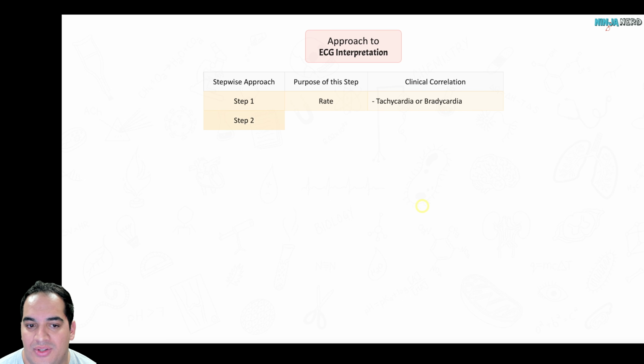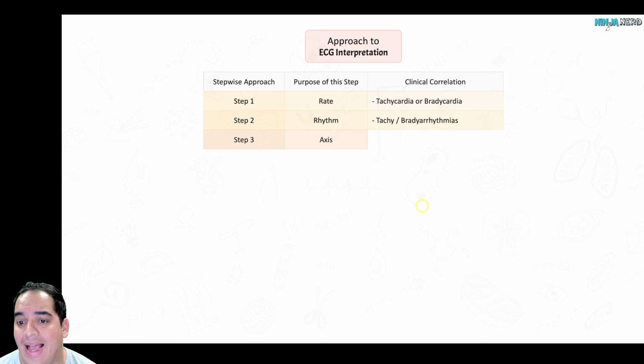The second step is to determine what the rhythm is. Is it narrow regular, narrow irregular, wide irregular? It helps me to determine if they are tachycardic, what type of arrhythmia they are having, or if they are bradycardic, it also may give me an idea of what kind of bradyarrhythmia they're in. Step 3 is I'd like to look at the axis to determine if there's any deviation. So left axis, right axis, extreme right axis deviation.